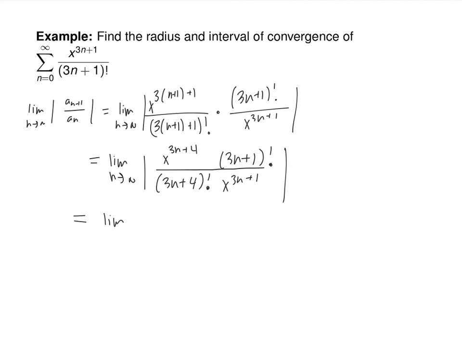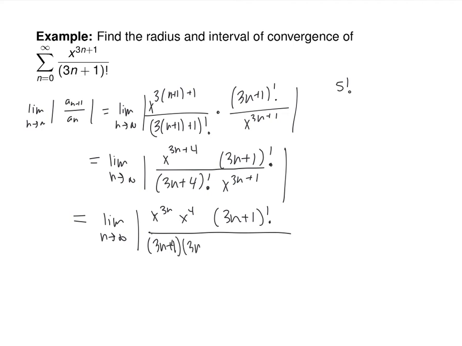Okay, so let's first expand everything out. So x to the 3n plus 4 is the same thing as x to the 3n times x to the 4th. When you think about factorials, like say 5 factorial, that starts at 5 and counts down. 3n plus 4 factorial starts at 3n plus 4. 1 less is 3n plus 3. 1 less is 3n plus 2. From there, you're at 3n plus 1 on down, which is 3n plus 1 factorial.